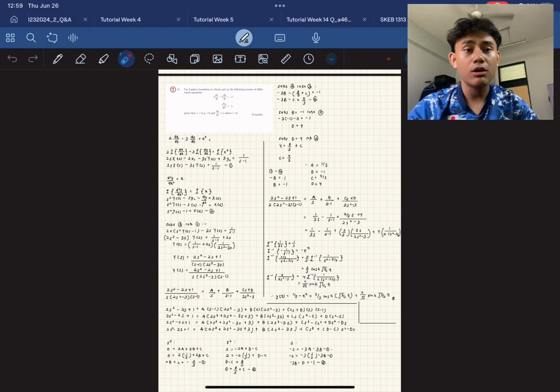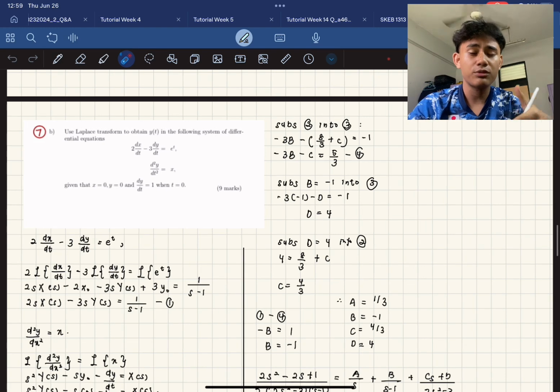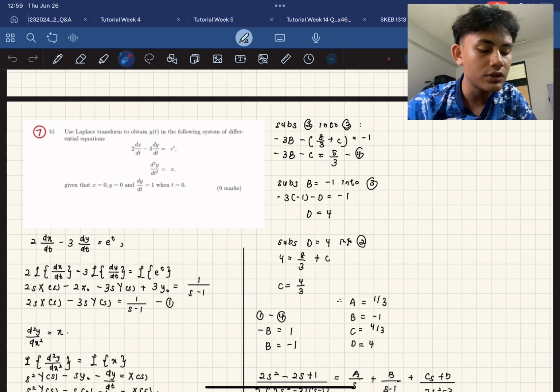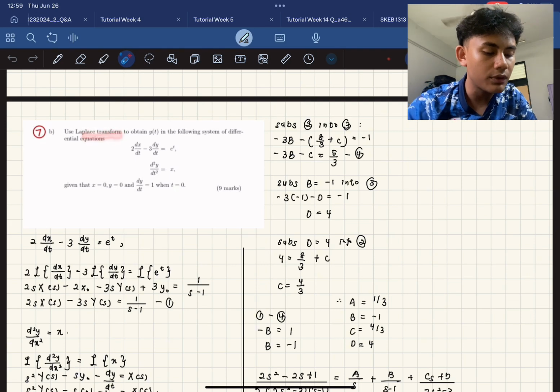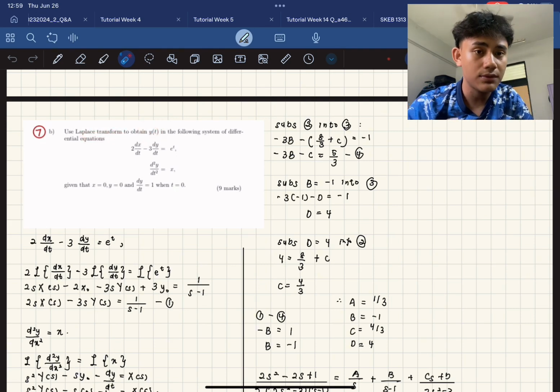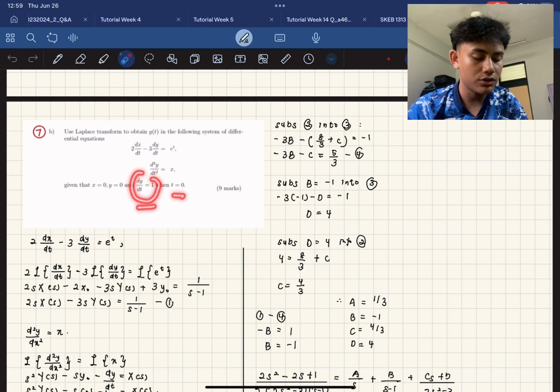So today I'll be presenting about our topic, which is in the question. The question asks to use Laplace transform to obtain y(t) in the following system of differential equations. There are two equations given here, and given that x equals 0, y equals 0, and dy/dt equals 1 when t equals 0.